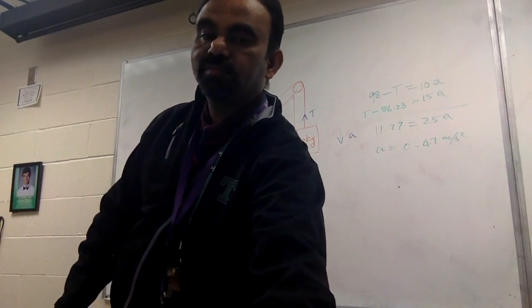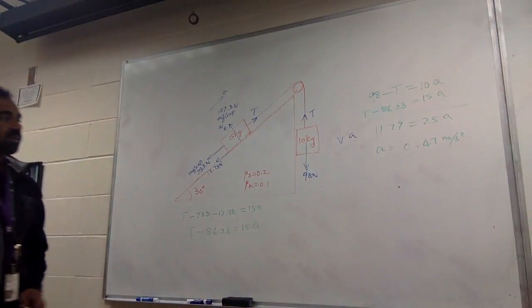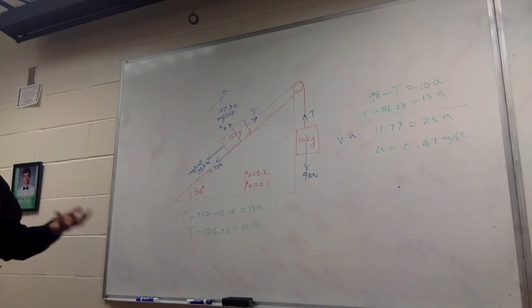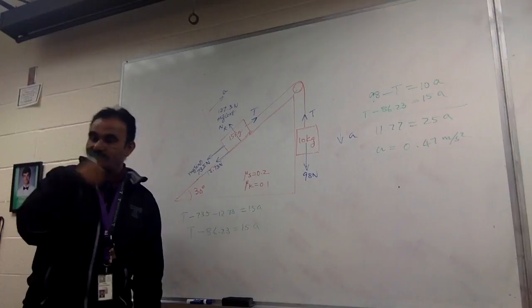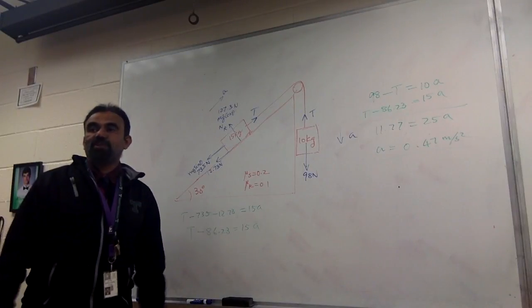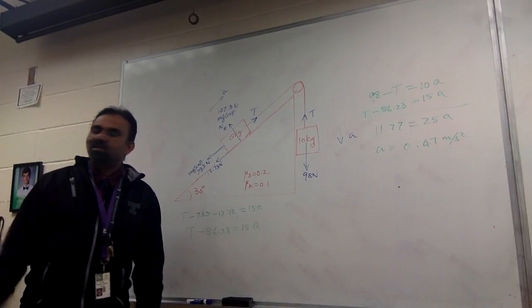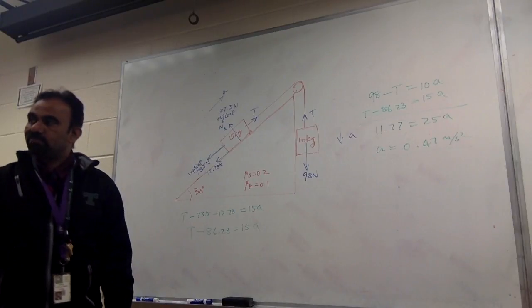Question? Yes. What was the part? So that's the example of connected objects where one object is suffering some friction. And how do you incorporate friction into your problems is this way. All you need to know is how much is the normal force and where's the coefficient. Use them, go.